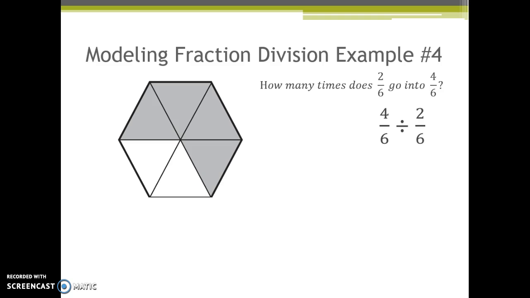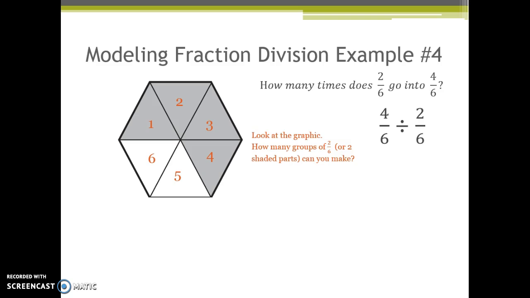If you look, there are 6 pieces, and 1, 2, 3, 4 of them are shaded in. So 4 of my 6 pieces are shaded in. This is what I mean by 4/6, and you saw this in the homework when we did some more practicing with modeling of fractions. So I've got 4/6. 4/6 is colored in.